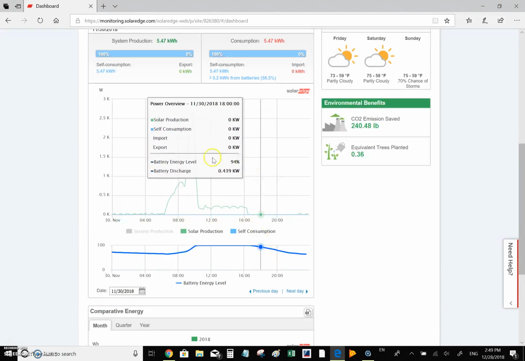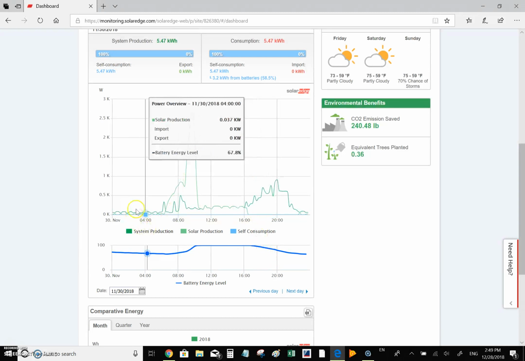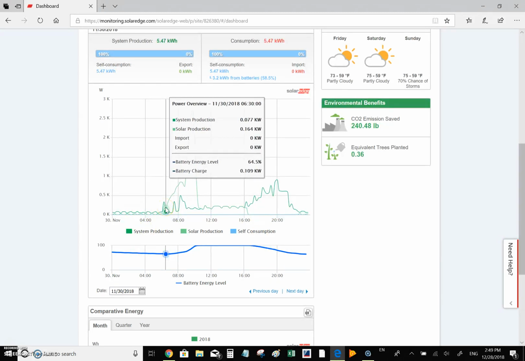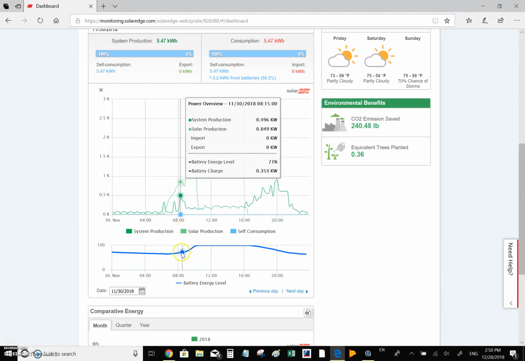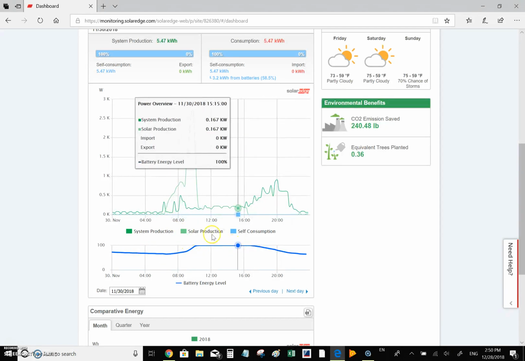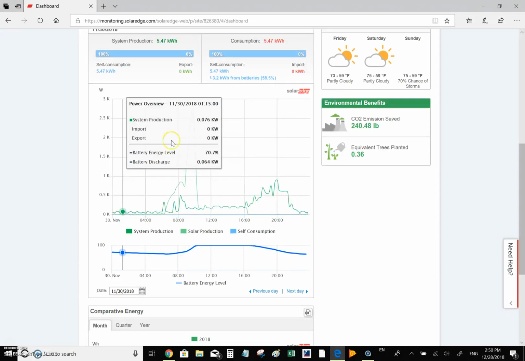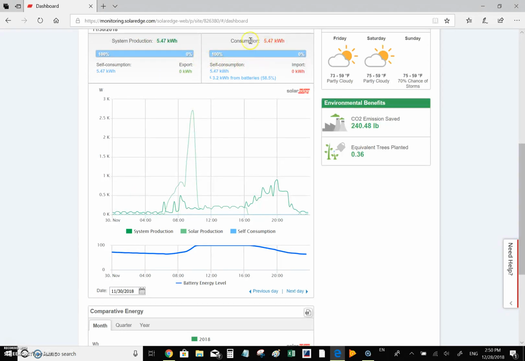So in this chart, you can actually see the system production, which is actually coming from the battery or the solar system. And then in the chart below here, you can actually see the discharge or the battery level throughout the day. So in this instance, for this day, you can see that the system production and the self-consumption, which is the same, was 5.47 kilowatt hours. Out of that, for that day, 3.2 kilowatt hours came from the battery.